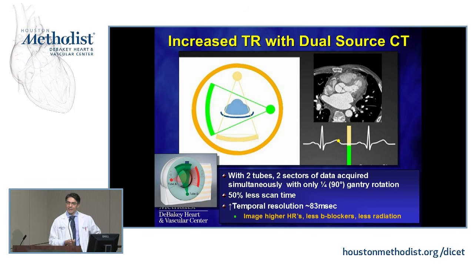Now we can image at much faster heart rates, because we have the temporal resolution to still capture still images of the heart. We could give less beta blockers. So there are tremendous benefits there, and we'll talk about less radiation. The scanner that we have, believe it or not, has a temporal resolution of 66 milliseconds, and we'll talk about that.